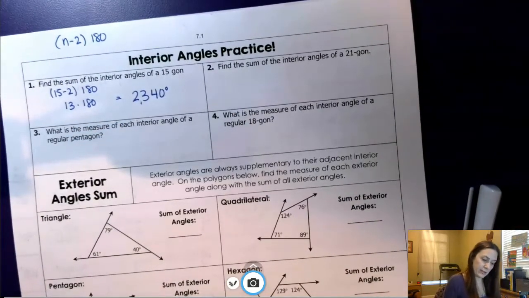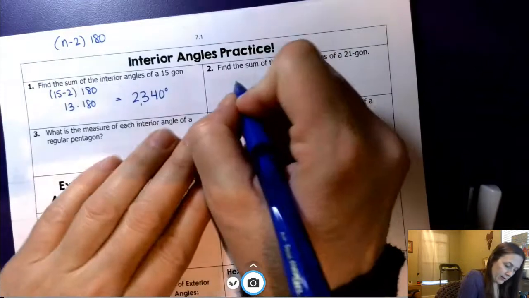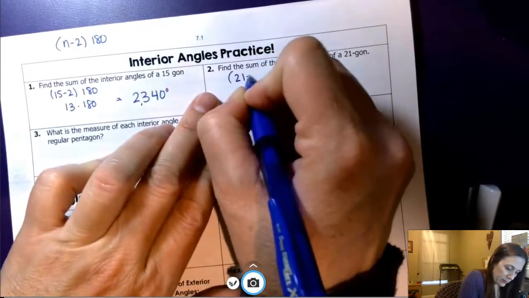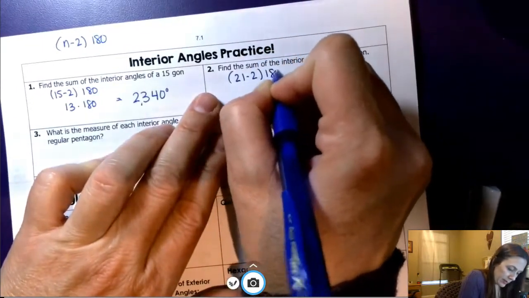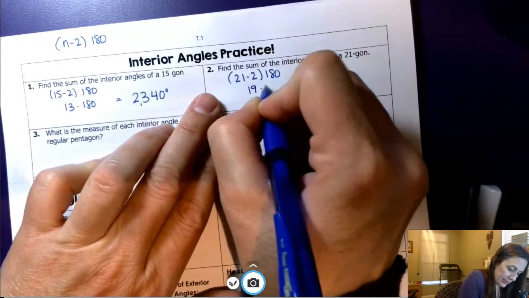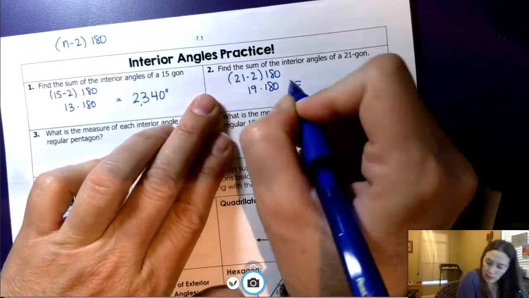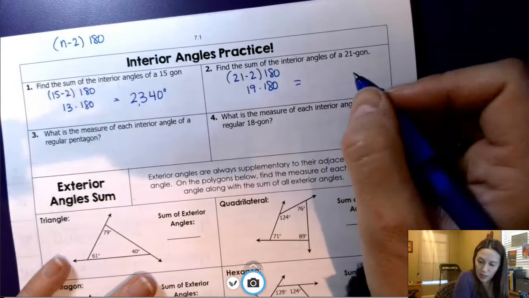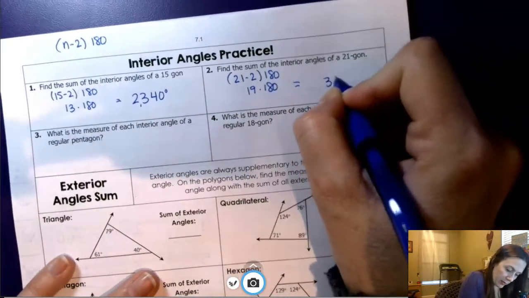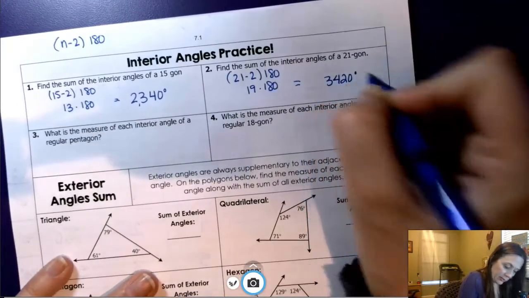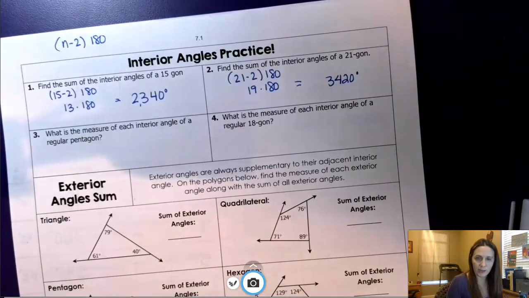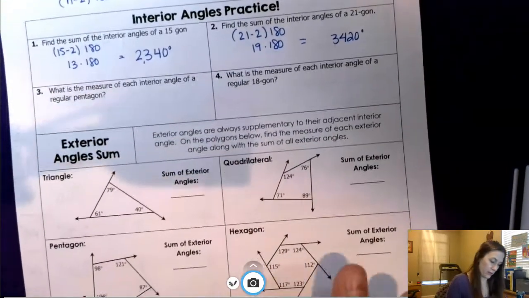Okay, find the sum of the interior angles of a 21-gon. I'm going to start with 21 minus 2 times 180. 21 minus 2, I get 19 times 180. Go ahead and multiply that together. You should get 3,420 degrees. So again, quiz yourself, come back and check after you pause, work them out.